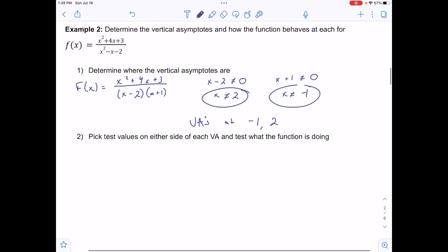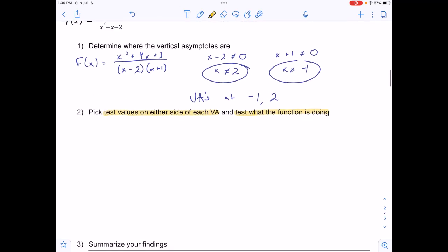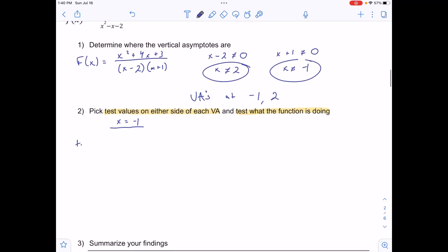Now what we need to do is pick a test value on either side of each vertical asymptote, and then we're going to test what the function is doing. We're going to see, okay? So let's start with our first vertical asymptote here at x is equal to negative 1. A number that is a little bit more negative, a little bit to the left, would be tested at, for example, negative 1.1. Okay, this is going to be our left test value.